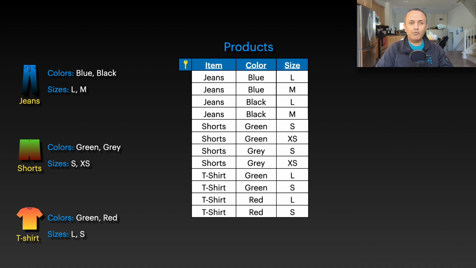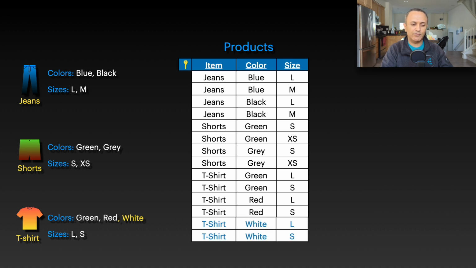Now, suppose that we want to add another color for t-shirts. We're going to say that, okay, actually now t-shirts are also going to be available in the color white. So how do we add this information? The way we added the information, we consider all the different combinations, right? So white t-shirts should also be available in large and small. So we need to add these 2 rows: t-shirt, white, large, t-shirt, white, small.